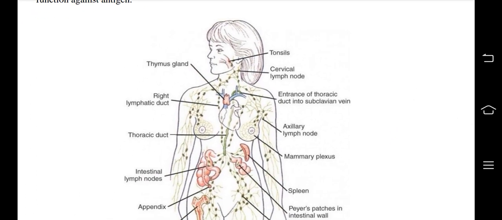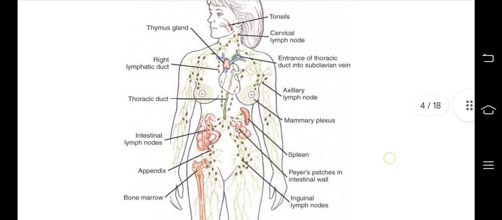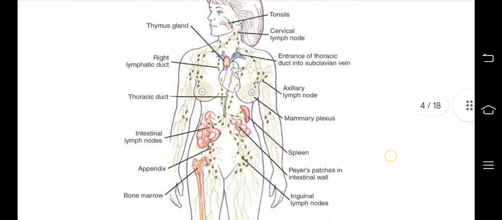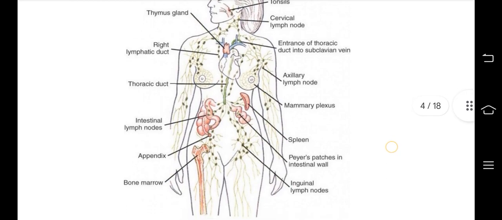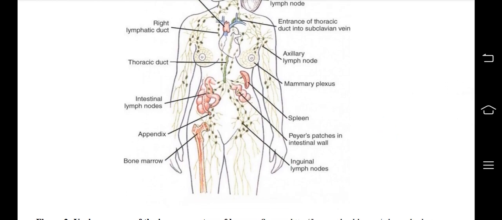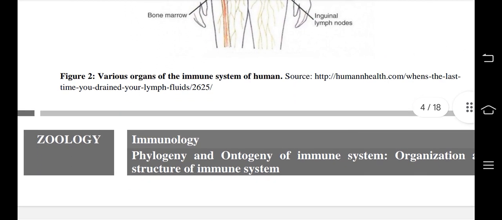Tonsils, thymus gland. See the location: cervical lymph node, tonsils, right lymphatic duct, entrance of thoracic duct into subclavian vein, thoracic duct, axillary lymph node, intestinal lymph nodes, spleen, Peyer's patches in intestinal wall, appendix, bone marrow, inguinal lymph nodes. That is organs of the immune system of humans.